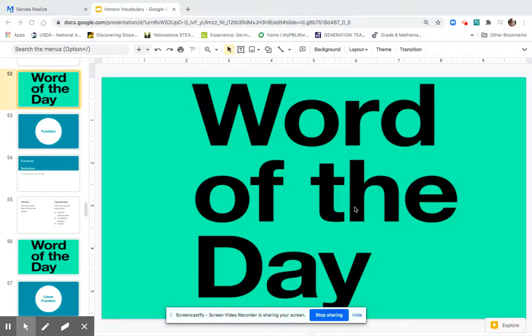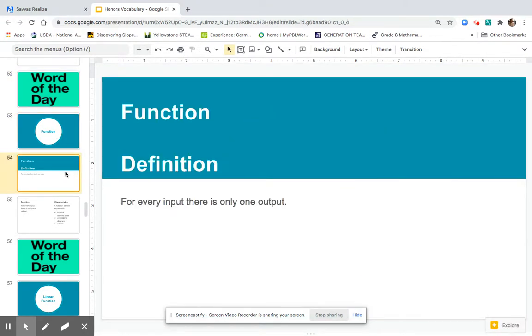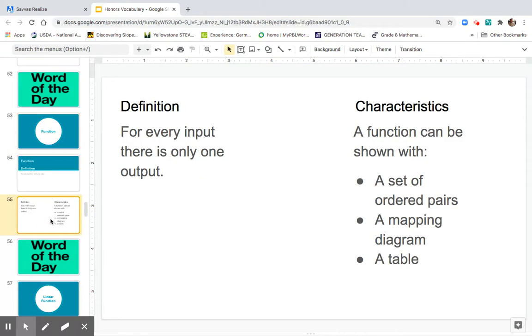All right, the word of the day is function. Function is defined as for every input, there is only one output. So a function can be shown with a set of ordered pairs, a mapping diagram, and a table. Let's look at some examples and non-examples.